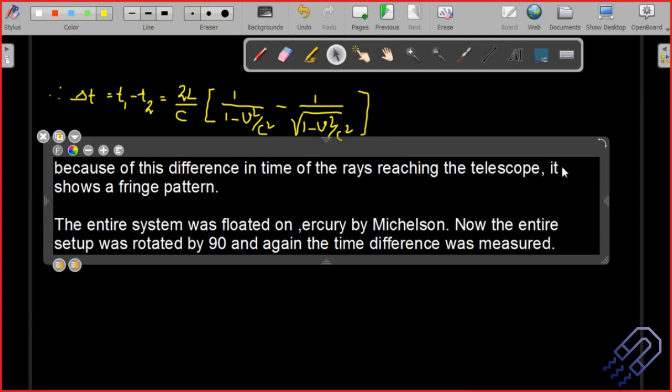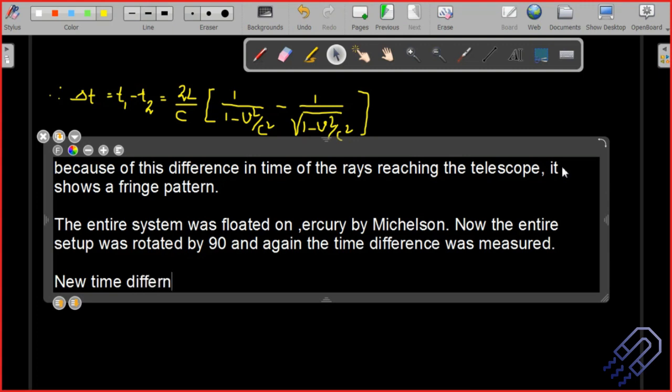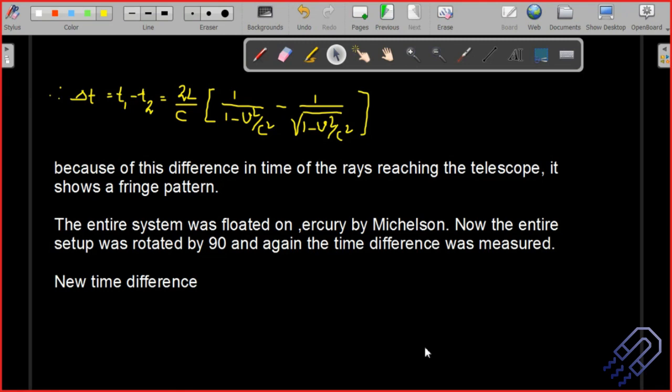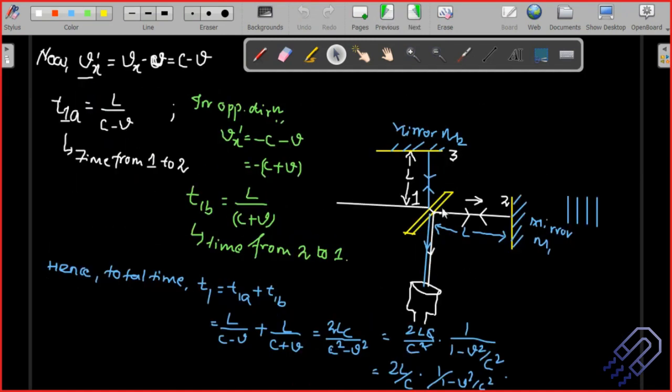So what will be the time difference now? We can actually find out the new time difference. See, this was the time when it was in this particular position. Now it was rotated. If I just write it so that you can imagine this easily, I'm not going to draw the image again. So this is rotated by 90 degrees, in this direction.